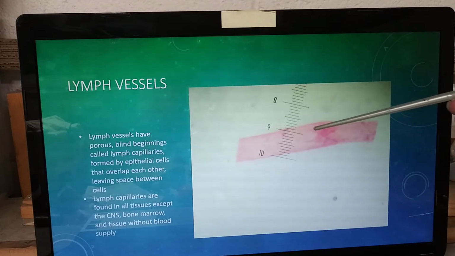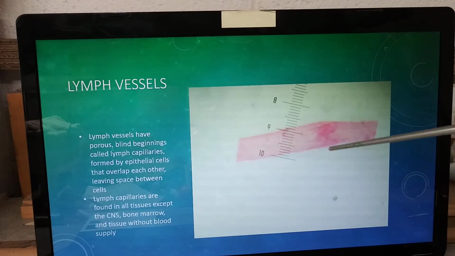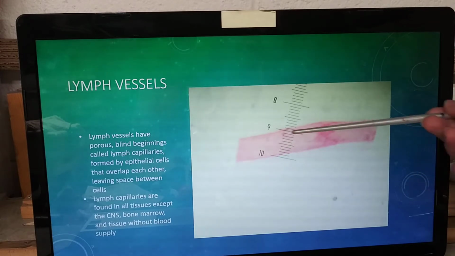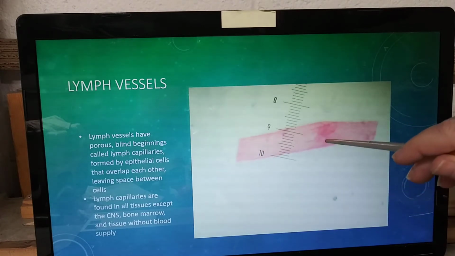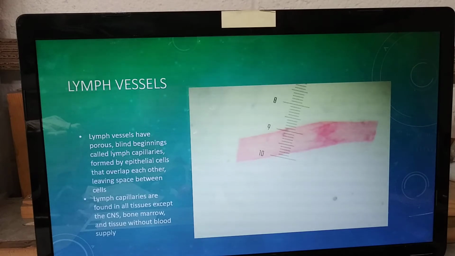But you can see the valve in here, that it's one way. So fluid would be allowed to pass through the valve in this direction, but if it tried to backflow that way, it would push that valve shut. Lymph capillaries are found in all the tissues except for the central nervous system, the bone marrow, and any other tissue that does not have a blood supply. Eventually, the lymph travels through these lymph capillaries into larger lymph vessels and goes back to the circulatory system and becomes part of the plasma again.